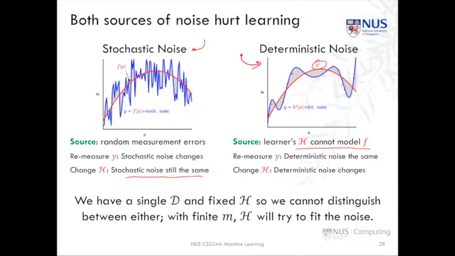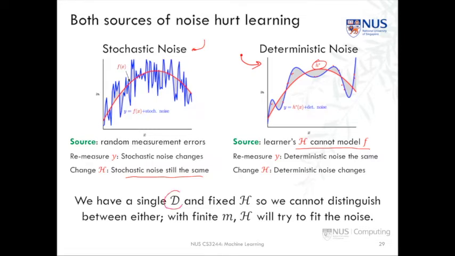If we change the hypothesis set, however, our deterministic noise will go up or down depending on whether we're moving towards a more simple hypothesis class or a more complex one. If we move to a more simple class, the deterministic noise would go up and vice versa.